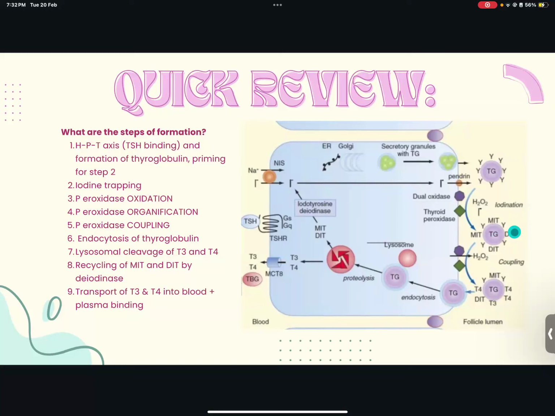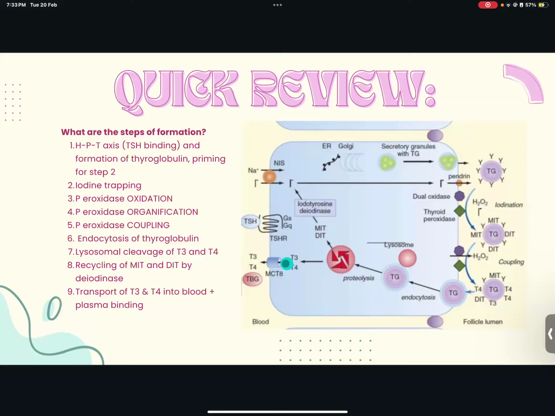Then you're going to take MIT and DIT and you're going to add them together. So MIT and DIT will give you T3, and two DITs together will give you T4. And that's the process of coupling. After that, the thyroglobulin molecule is going to be endocytosed all the way inside the follicular cell. And after that, it's going to fuse with a lysosome. And that lysosome has proteolytic enzymes, which are going to break down the thyroglobulin molecule and release MIT and DIT and T3 and T4.